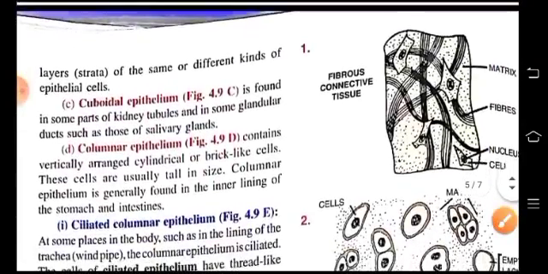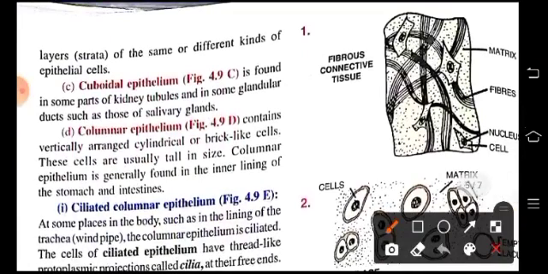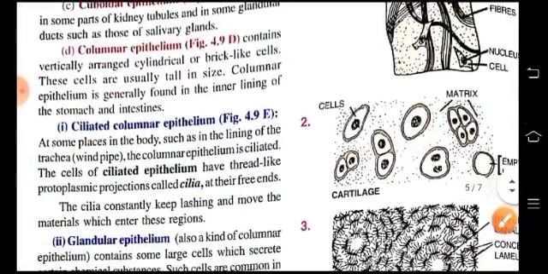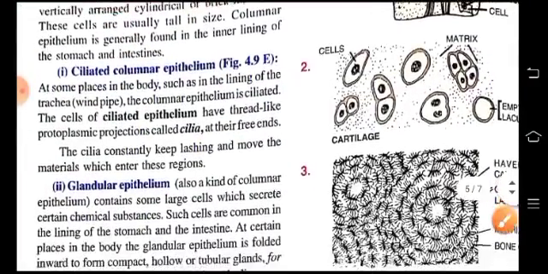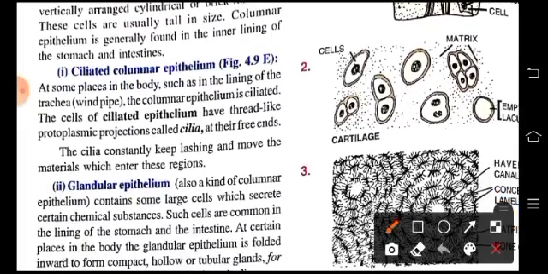The cuboidal epithelium is found in some parts of the kidney tubules and in some glandular ducts like the salivary glands. Columnar epithelium contains vertically arranged cylindrical or brick-like cells. They are taller in size and are generally found in the inner lining of the stomach and the intestine. Ciliated columnar epithelium is present at some places in the body, like the lining of the trachea.